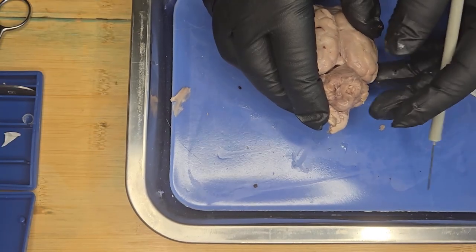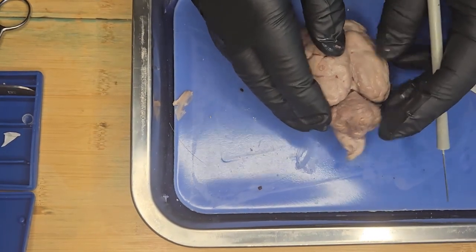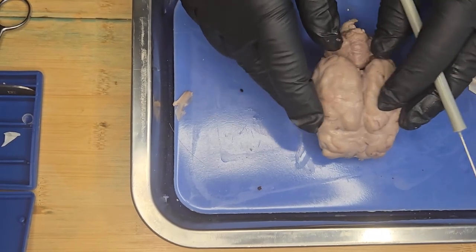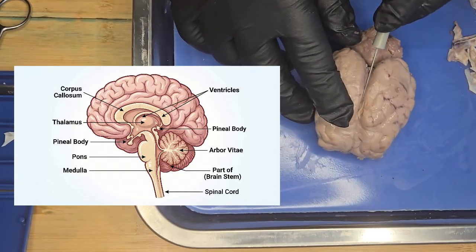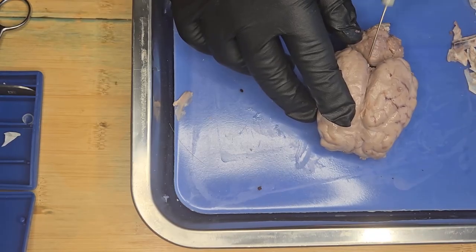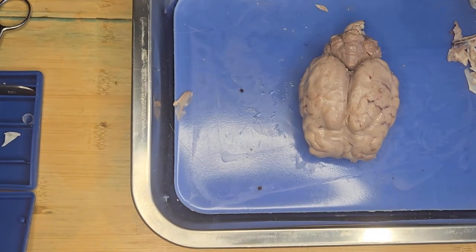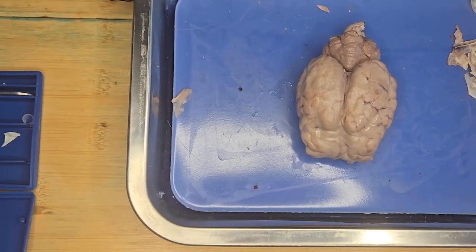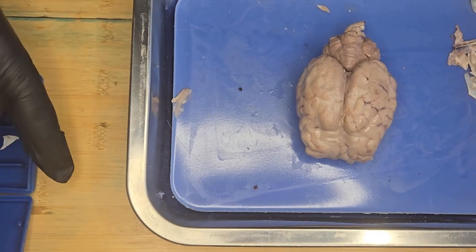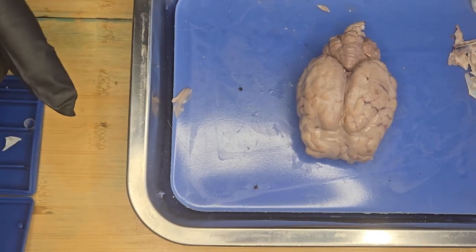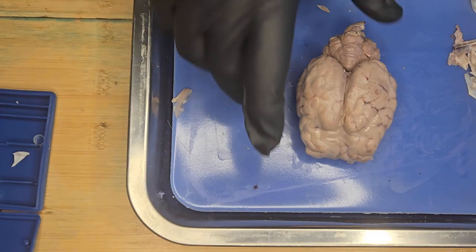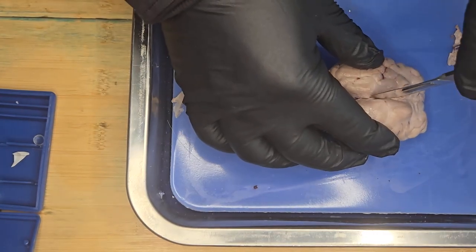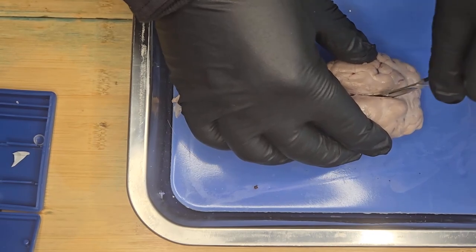So why don't we now take a look at the internal structure? And the simplest way to do that is to cut along the medial longitudinal fissure. And that's what I'm going to do now. Okay, so let's cut the brain in half and take a look at the internal structures. I've got my scalpel here, and I'm going to cut.